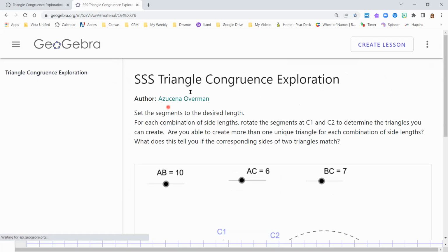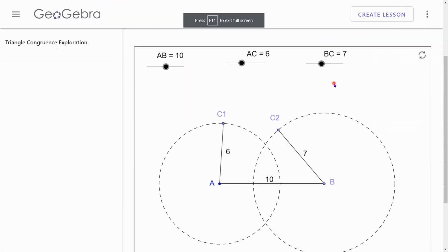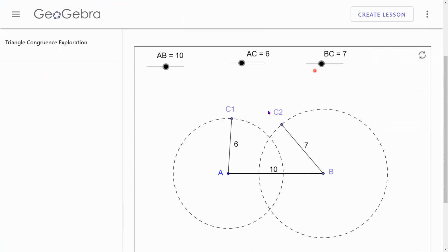I'm going to start with side, side, side. Take a peek at that. So if we know all 3 sides, is that enough to make the triangles be congruent? So if we have a side that's a 10, a side that's a 6, a side that's a 7, is there only one triangle I can form, or is there different triangles I can form? That's what we're really trying to see.